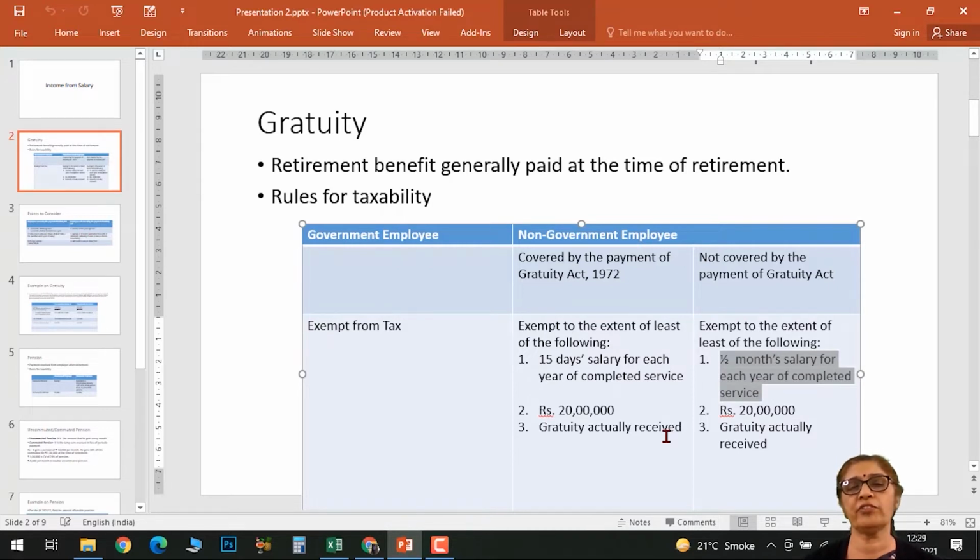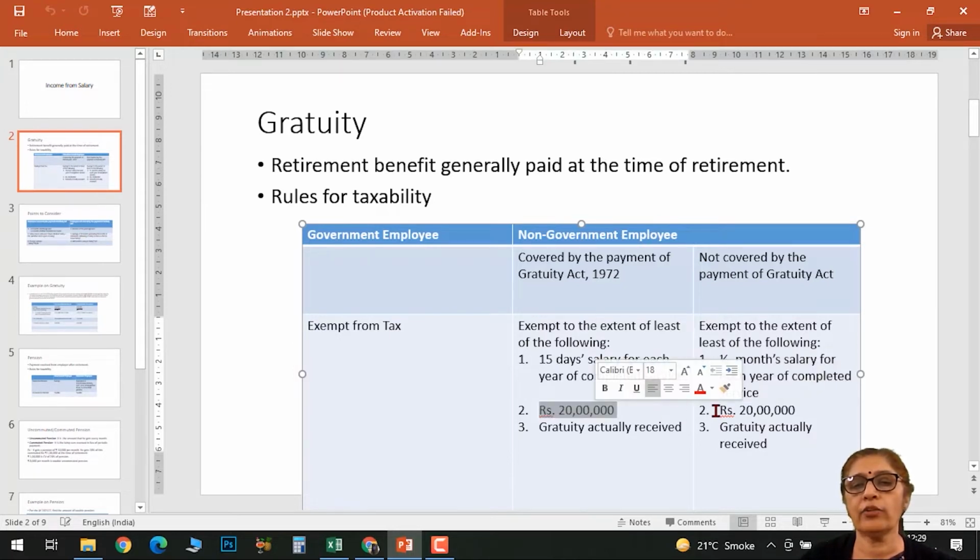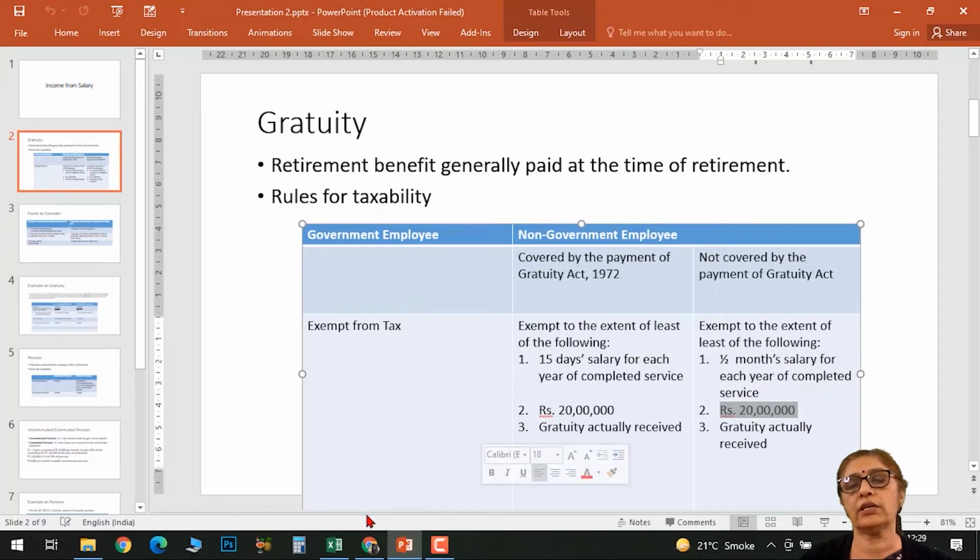So what is the difference between 15 days and half month? There has to be a difference, otherwise we could have written half here also. So it's 15 days of salary for each year of completed service if covered, and half month salary for each year of completed service if you are not covered by the Gratuity Act. Second, 20 lakhs. Either way, for both situations, it is 20 lakhs. However, if earlier you have claimed any kind of exemption, then 20 lakhs gets reduced by that amount.